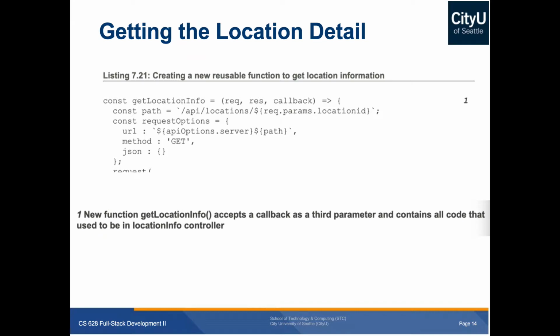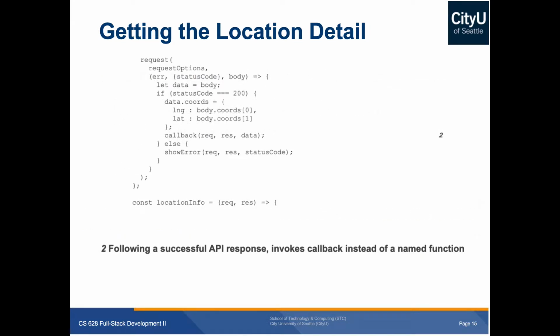So in your get location info, you specify the path and request options, and now you want to have the callback as a third parameter for get location info. In your request function, you would include the request options, the request headers, and then the callback function. If the status code is 200, update the coords with the API response and do a callback, else show an error.